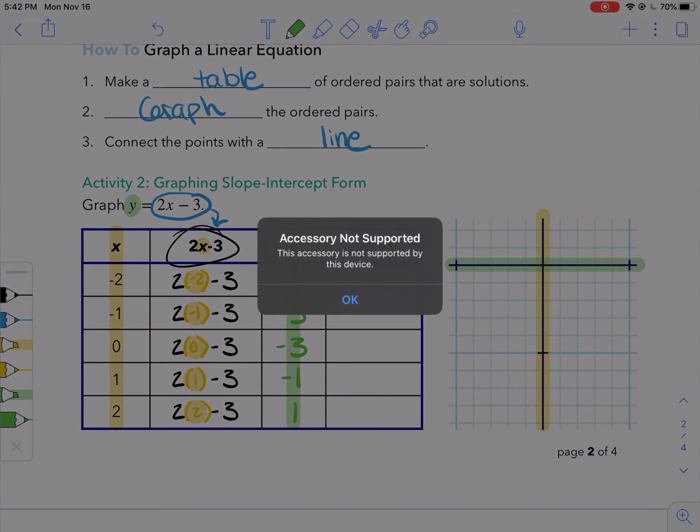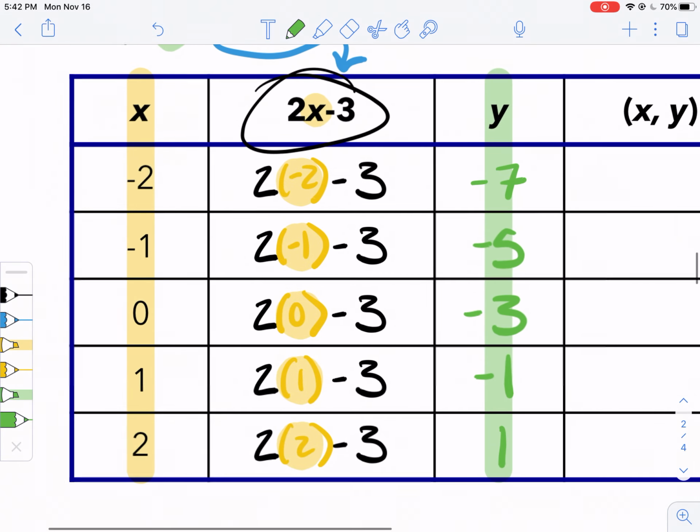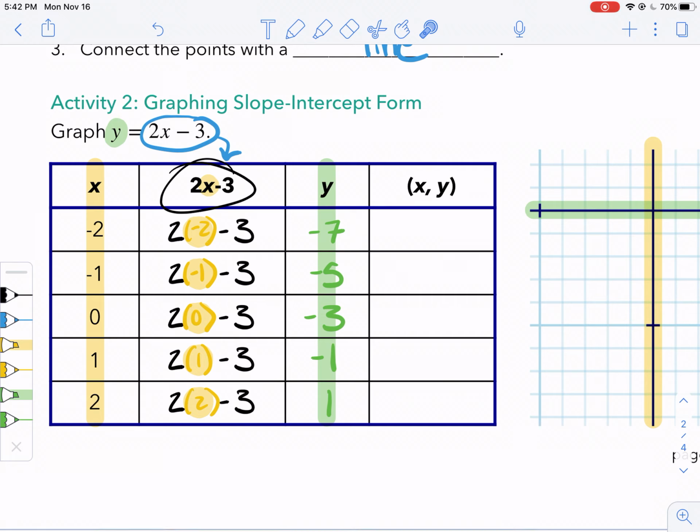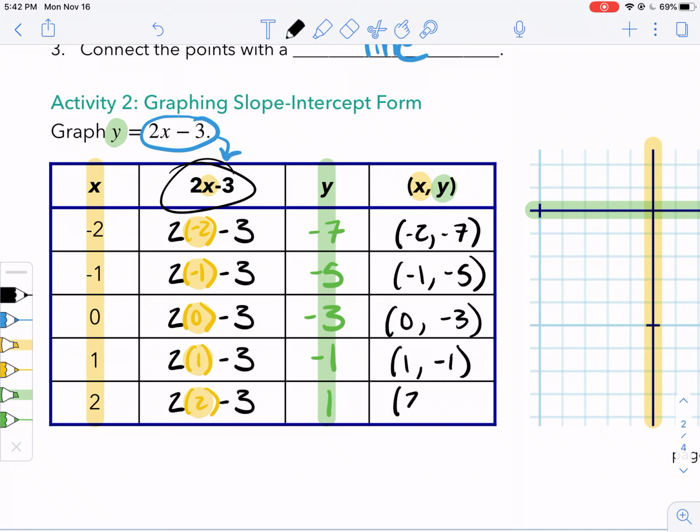Excellent. Now you'll notice a pattern. I won't talk about it. I promise I won't. Okay, here we go. So let's put those into x, y points. That gives us -2, -7; -1, -5; 0, -3; 1, -1; and 2, 1.